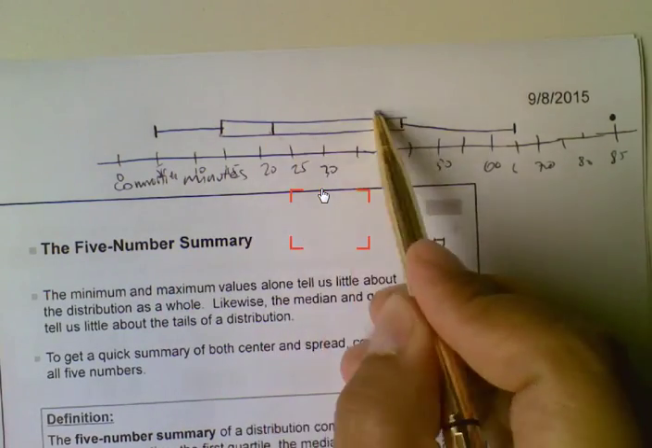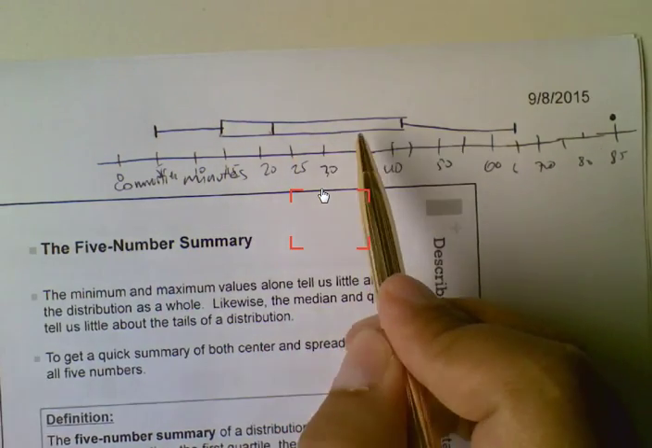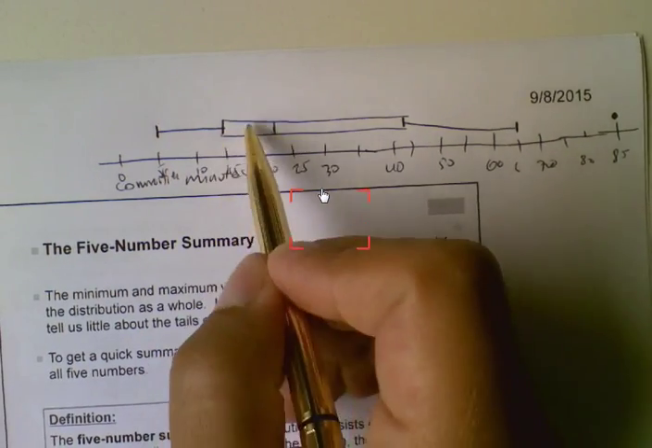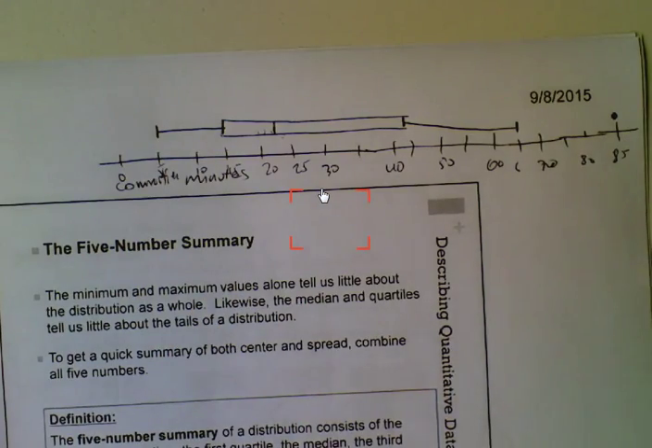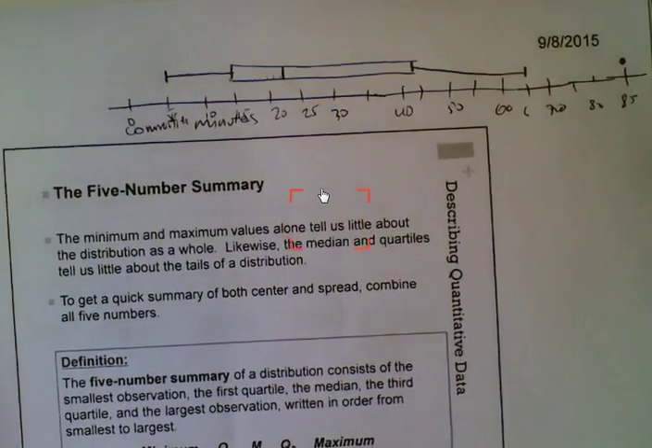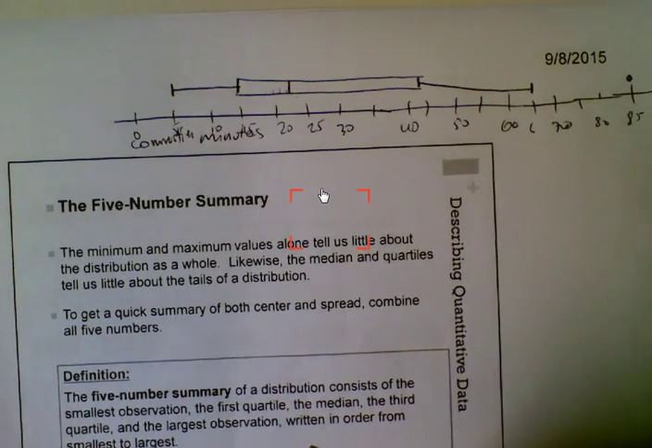So now I know that the median is here. Notice how spread out this quarter of the population is and how crunched up this quarter of the population is. We're going to see the meaning of that later on. And that's how I draw a box plot.